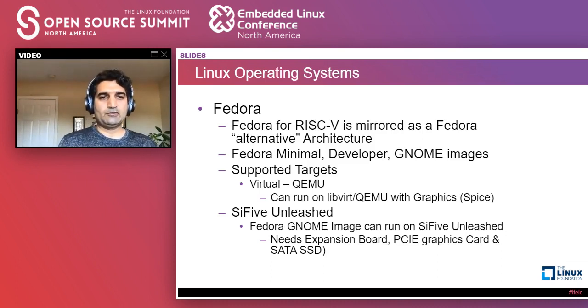Fedora. In Fedora, RISC-V is called an alternative architecture. And there are minimal developer and GNOME images that are now available. It supports QEMU as well as the SiFive Unleashed target. I think it can also have expansion boards for PCI graphics and SATA storage, and you can have a full desktop experience on the Freedom board. So that's really good. I know that several of us use Fedora natively on this board.